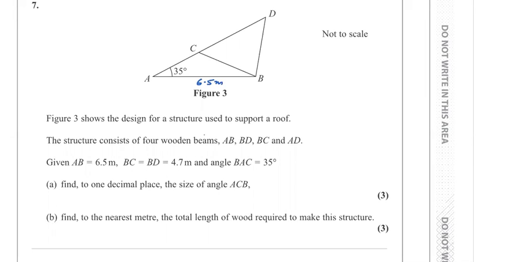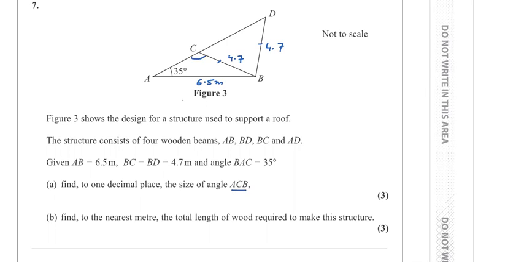BC and BD both are equal. This BC is 4.7 meter and BD is also 4.7 meter. It means this triangle BCD is an isosceles triangle. And the angle BAC is 35 degree, which is already shown in the figure. We have to find to one decimal place the size of angle ACB. We need to find this angle ACB.